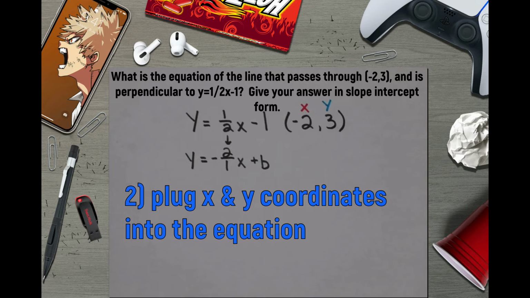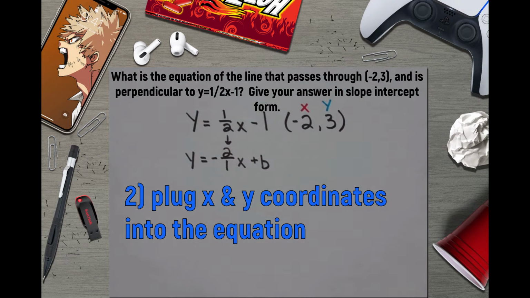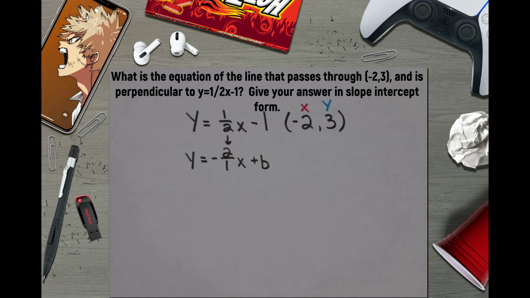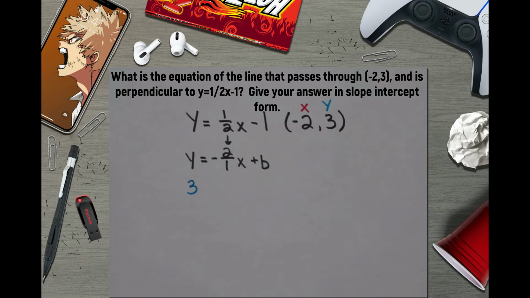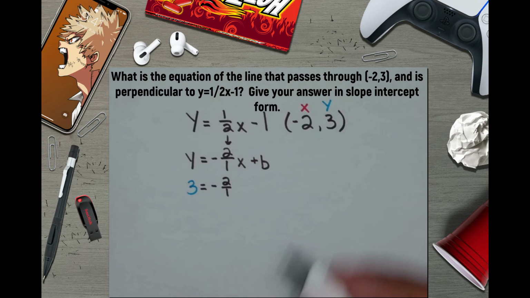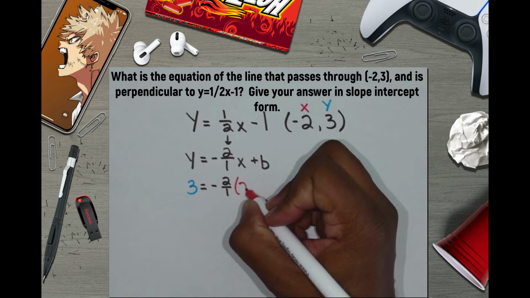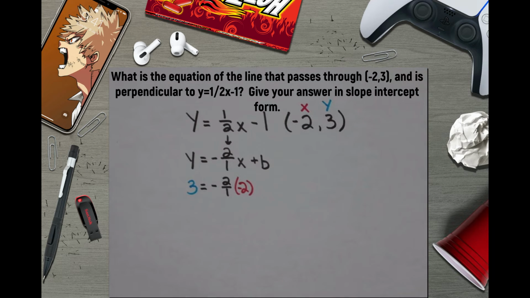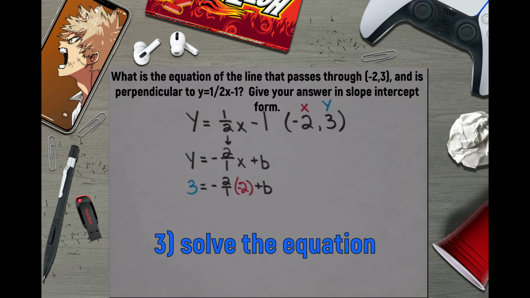Okay. So for my second step, plug my x and y into my x and y in my equation. All right. So my y in this case is going to be 3. So I'll put the 3 down. Write down my -2/1. And my x is going to be -2. And the reason it's multiplied is because it's right next to that fraction. So I have that, then bring down my +b. Next step, go ahead and solve all of this.